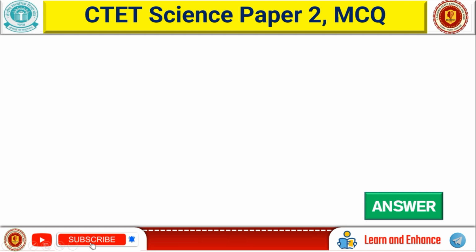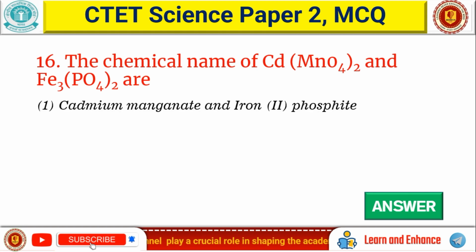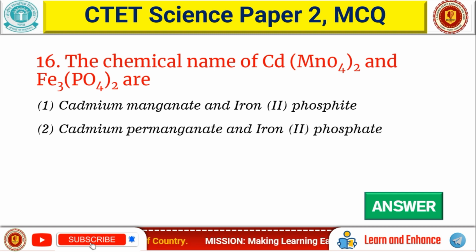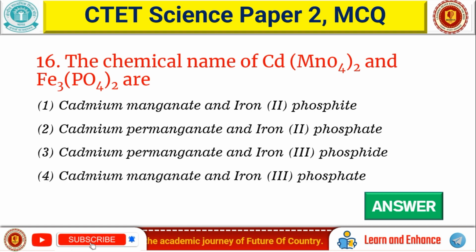Next question. The chemical names of Cd(MnO4)2 and Fe3(PO4)2 are: first, cadmium manganate and iron 2 phosphate. Sorry, in the first option, cadmium manganate and iron 2 phosphate. Second, cadmium permanganate and iron 2 phosphate. Third, cadmium permanganate and iron 3 phosphide. And fourth, cadmium manganate and iron 3 phosphate, right? So what would be the answer of this question?